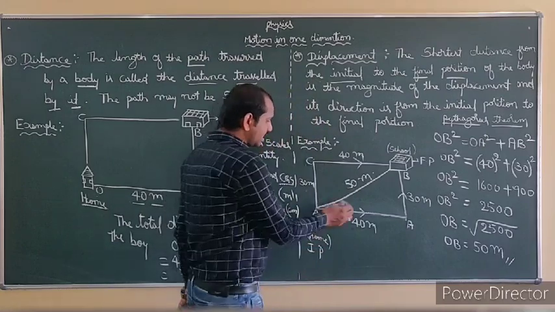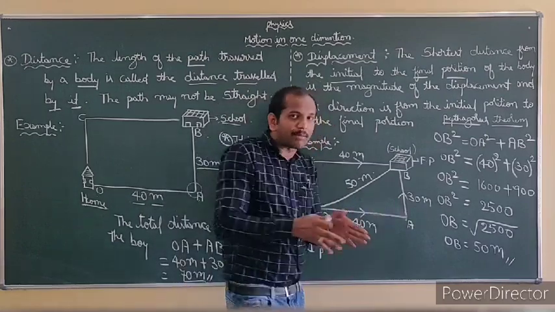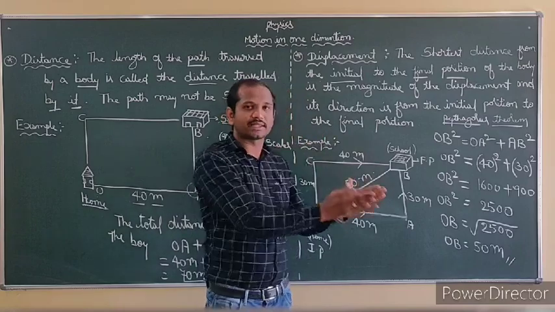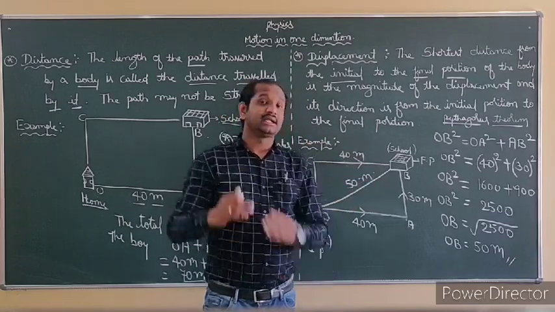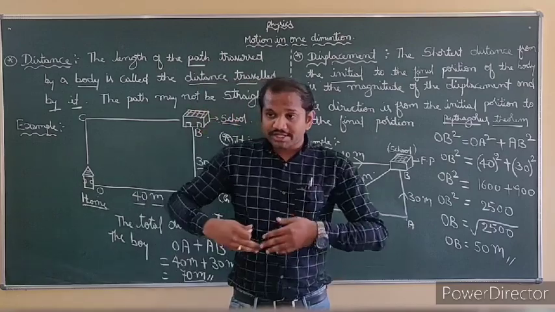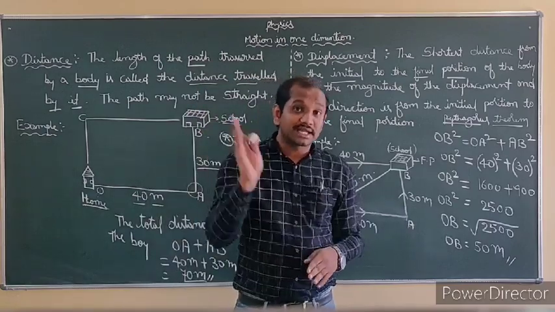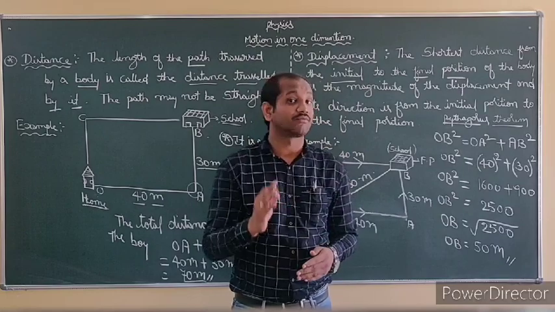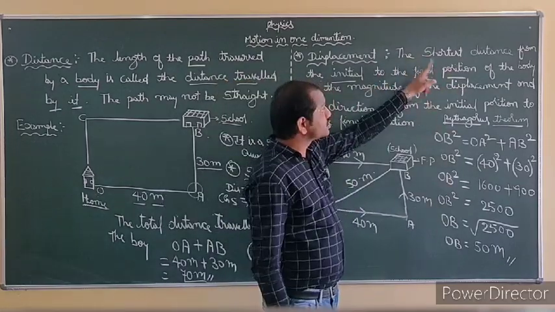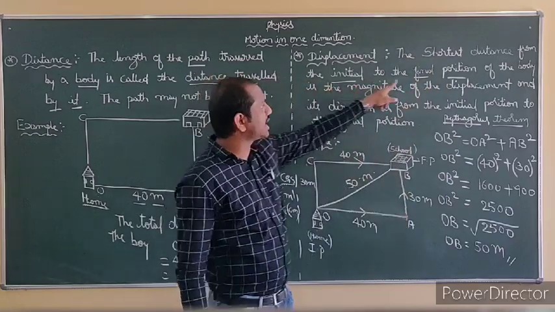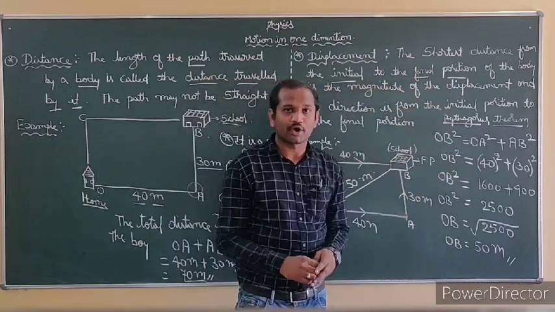In the case of distance, how the body travels, we calculate that path to be the distance. But displacement is not like that. If a body is not moving also, we will consider that path to be the displacement. Why? That path will be the shortest distance. What is it? The shortest distance from the initial to the final position of the body.